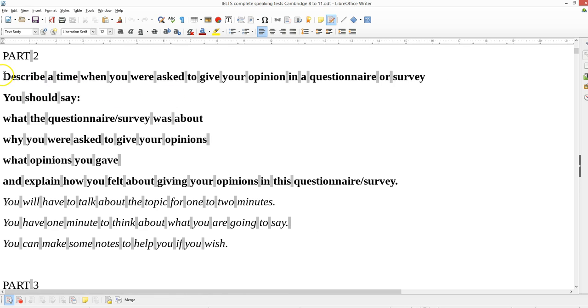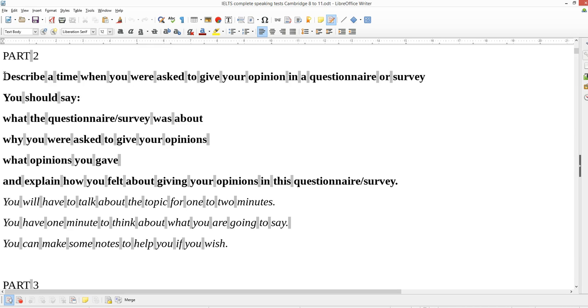So okay, here's a topic card. Describe a time when you were asked to give your opinion in a questionnaire or survey. You should say what the questionnaire or survey was about, why you were asked to give your opinions, what opinions you gave, and explain how you felt about giving your opinions in this questionnaire or survey.